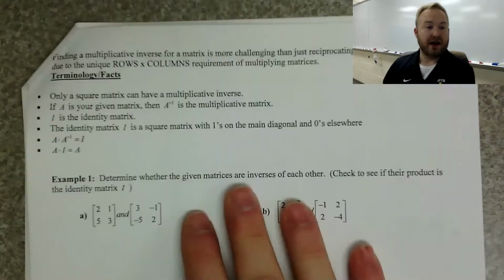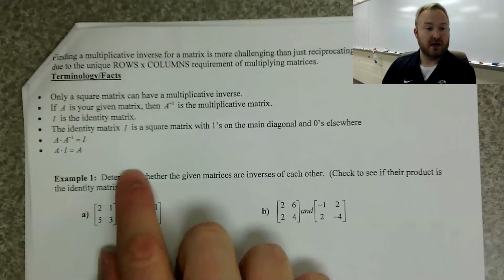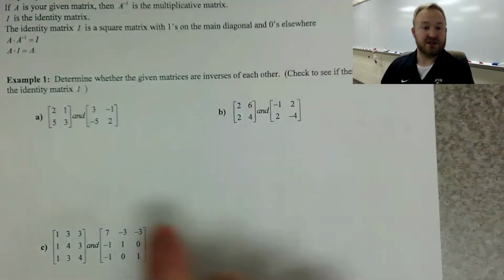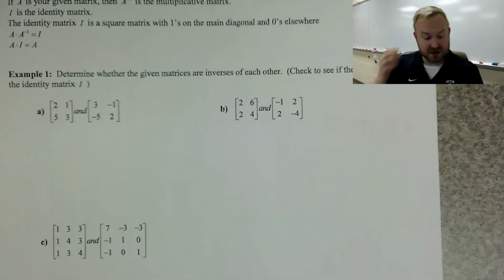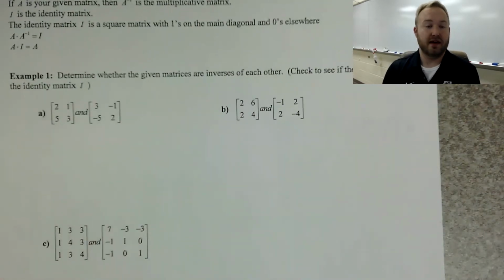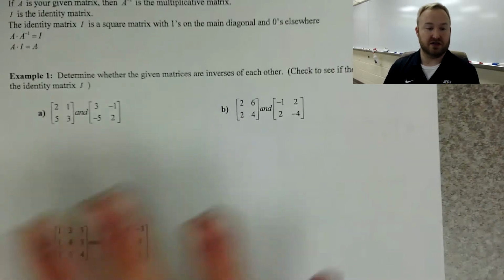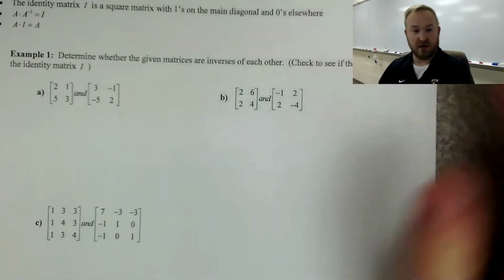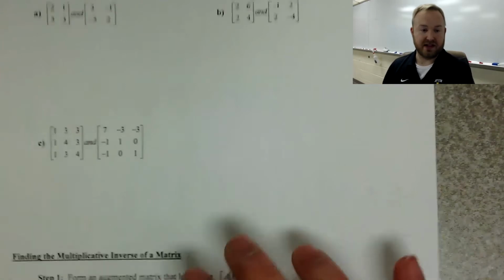Okay, now there are instructions here. That's just some general facts. To determine whether two matrices are inverses of each other, if you multiply them and you get the identity matrix, then the two matrices are inverses. I'm going to skip going through all of that because that's all you need to know.